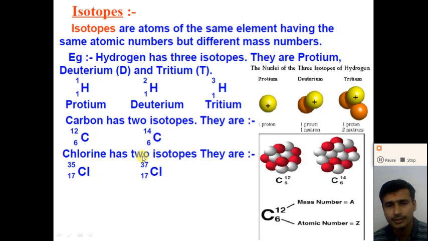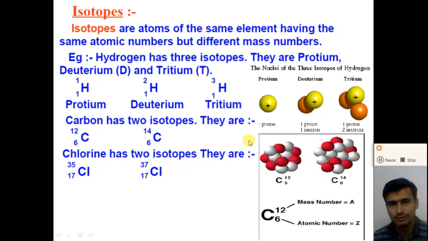Similarly, chlorine has two isotopes, Cl1735 and Cl1737. In Cl1735, 17 protons are there, and 35 minus 17, that is 18 neutrons are there, right? Similarly, in Cl1737, 17 protons are there, and 37 minus 17, that is 20 neutrons are there. So the atoms of the same element having the same atomic number but different mass numbers are called isotopes of the atoms, right? Understand how you can calculate the isotopes of the atom.